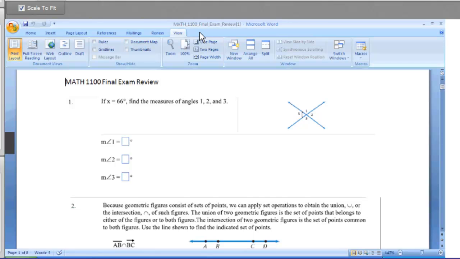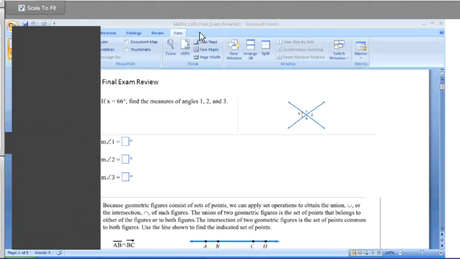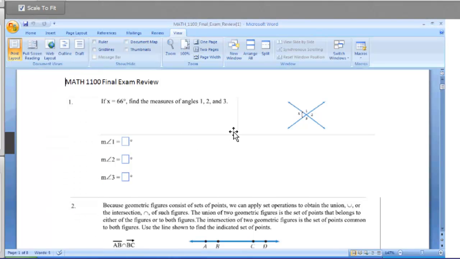All right, so let's start with the first one. If x equals 66 degrees, find the measures of angles 1, 2, and 3. Well, x is 66 degrees. We know that vertical angles, which are angles that are opposite of each other whenever two lines cross, are equal. So we know this is also 66 degrees. That's angle 2.